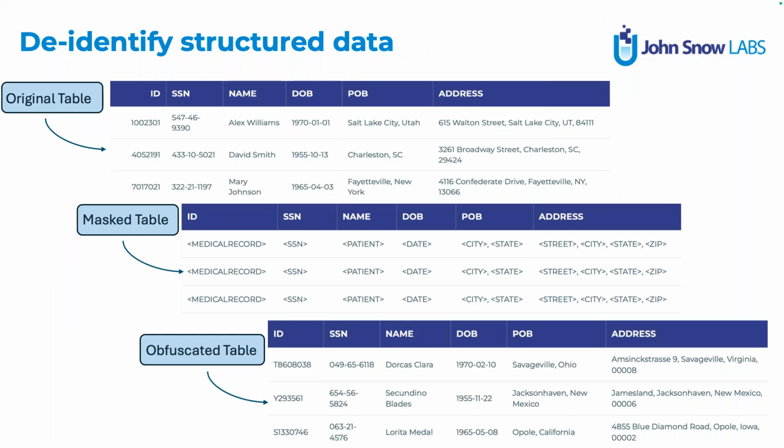Here, specific sensitive values are replaced with generic placeholders like medical record, SSN, etc. After that, we employ obfuscation, transforming the data into an obfuscated table, where directly identified elements are replaced with synthetic data, effectively anonymizing individual entries while preserving the table's structural integrity, ensuring that no personal information can be traced back.